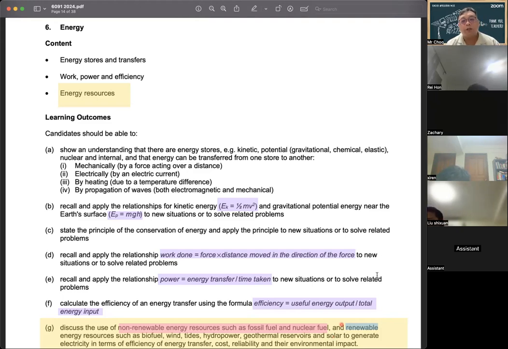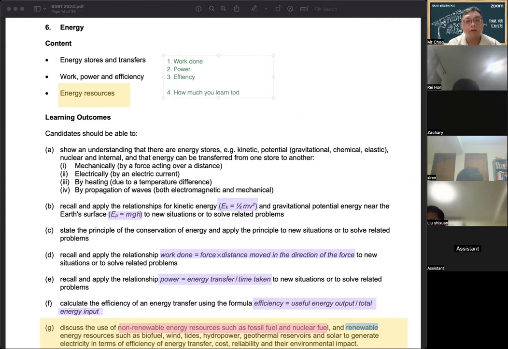Okay, if there's no question, I have a few checkout questions for you all. Number one, what's the formula for work done? Number two, what's the formula for power? Number three, what's the formula of efficiency? Number four, how much did you learn today? And number five, how well did Mr. Chu teach today? Okay, once I call your name, if your answer is correct, you may leave the class.